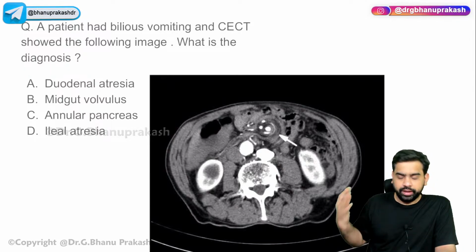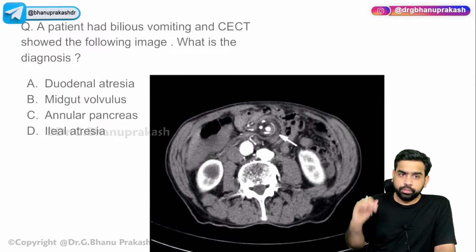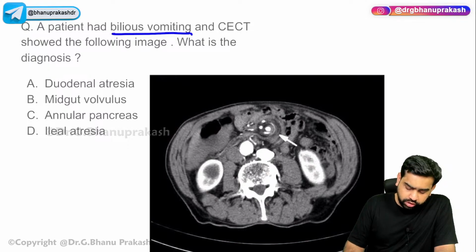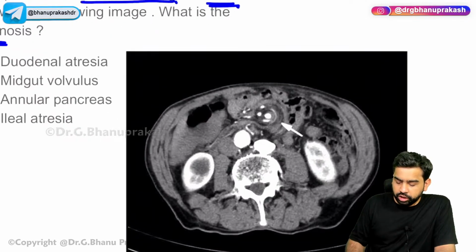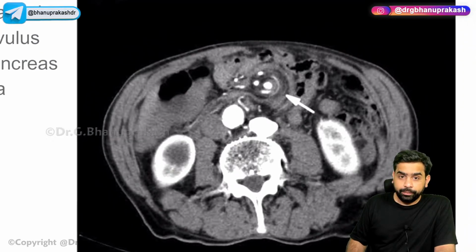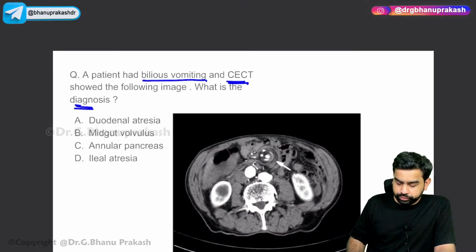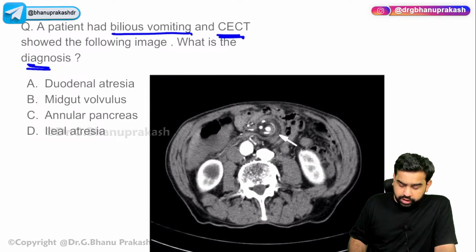Now this is something which you should know. There's a patient who has come to you with bilious vomiting. This is a small child coming to you with bilious vomiting, and let's say you did a CECT scan of this particular patient. What is the diagnosis? I'll just zoom in on the image, and I hope you are able to appreciate this arrow. Now, I'll just show you the images. Is it duodenal atresia, midgut volvulus, annular pancreas, or ileal atresia?